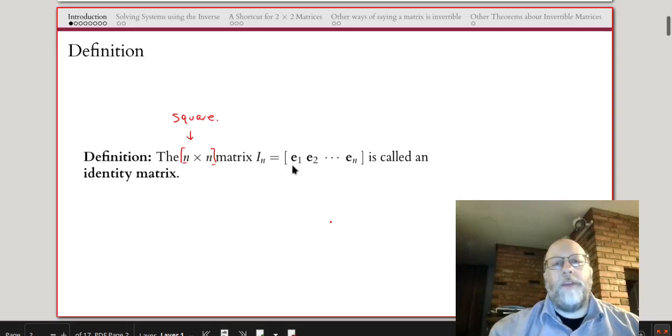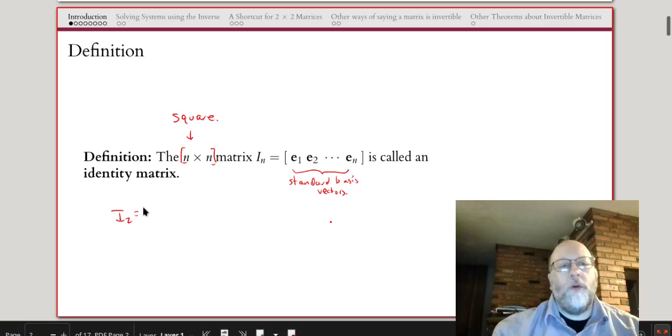I sub n, with columns that are the standard basis vectors, we call this the identity matrix. So I2 would be the matrix 1, 0, 0, 1. I3 is the matrix 1, 0, 0, 0, 1, 0, 0, 0, 1.